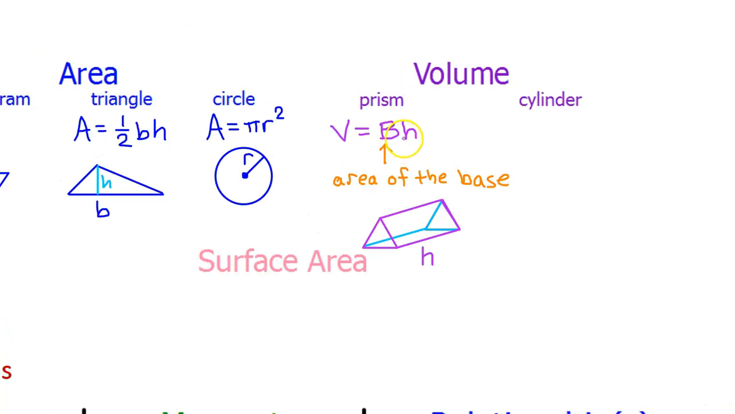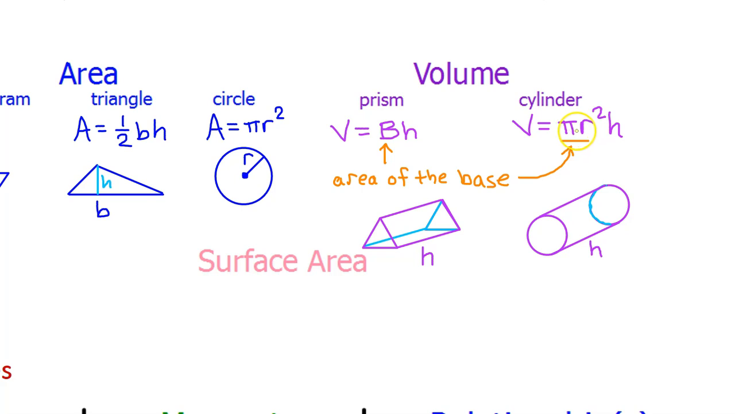You must memorize that the volume of a prism is the area of the base times the height. The capital B is the area of the base, which in this case is this triangle. Height is not the vertical height of this triangle. The height of the prism is the distance between the bases.